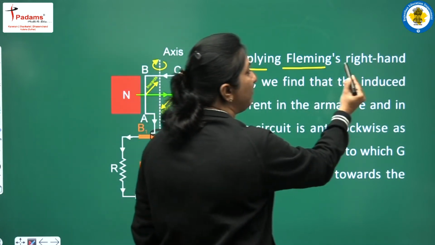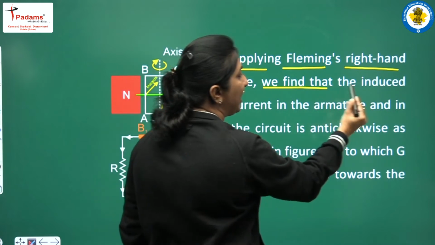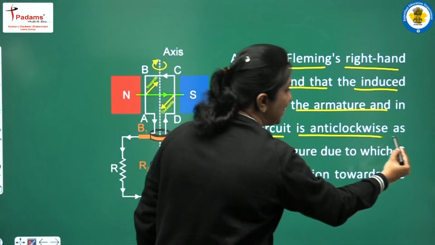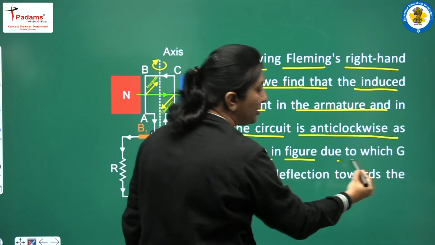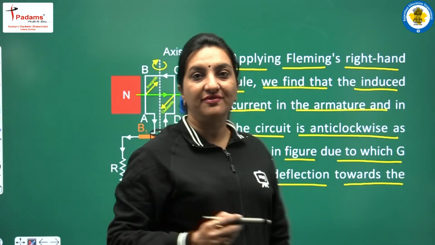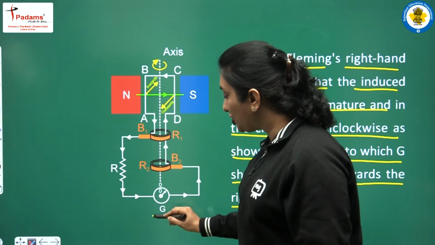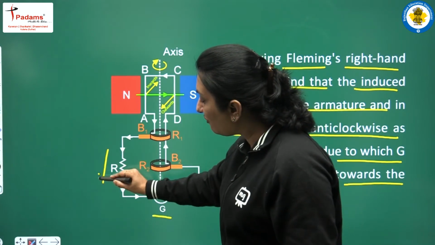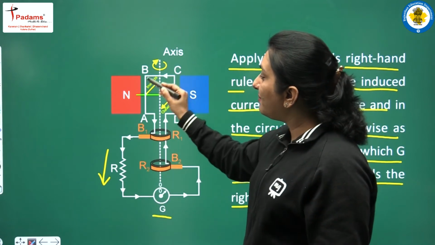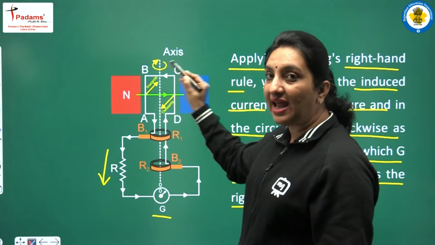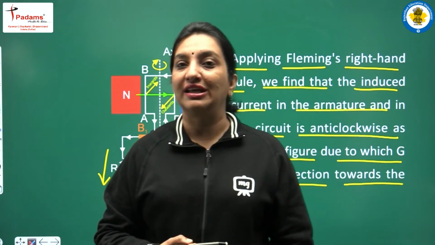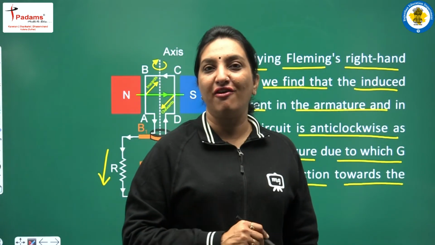So, applying Fleming's right hand rule, we find that the induced current in the armature and in the circuit is anti-clockwise as shown in figure, due to which G shows deflection towards the right. So, this we have seen students that G shows deflection towards the right and the direction of current in the external load is downwards, since in the armature the induced current is in anti-clockwise direction. Now students, we will learn the working further for the next half rotation.